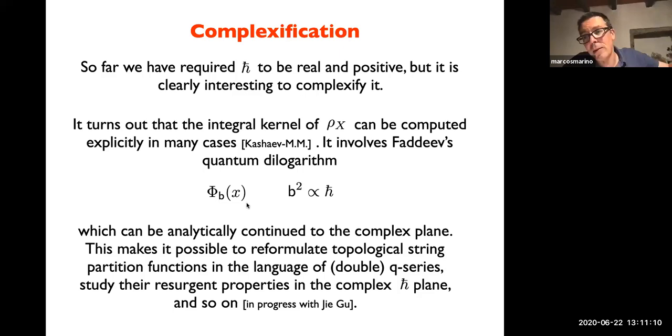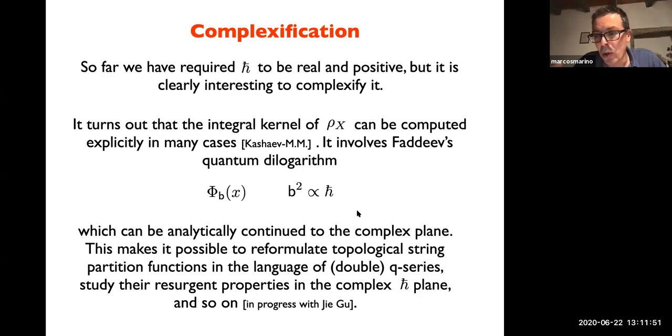So using this fact, you can actually analytically continue everything I have been telling you, even from the point of view of quantum mechanics, even all these spectral traces and so on, you can actually analytically continue to the complex plane of H bar. And this is actually very beautiful because then you can use all the technology that people have developed in order to understand, for example, state integral invariants. And then you can reformulate many of these partition functions of topological string theory in terms of Q series, like the ones that appear in three-manifold topology. You can study their properties under wall crossing in the complex H-plane and so on.